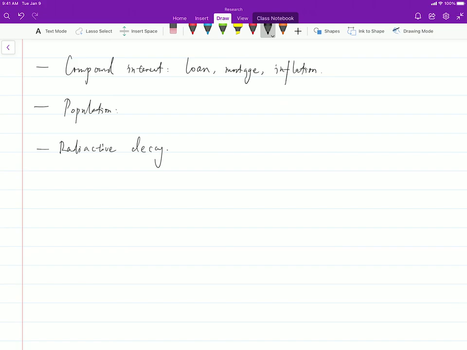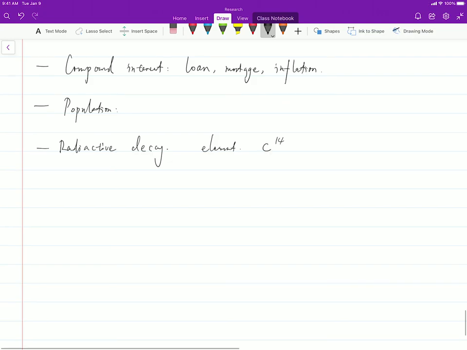Okay. I don't know if you guys heard about this. So let's say I have an element, carbon 14 or things like that. They're not stable. So as time goes by, the mass degenerates. Okay. You start with 10 pounds. After usually 5,000 years, let's say, you decay 5 pounds. You only have 5 pounds left.